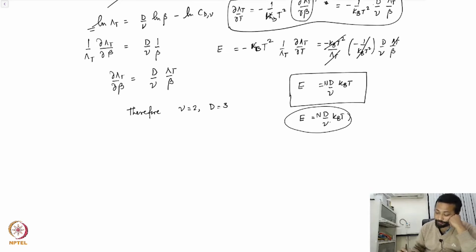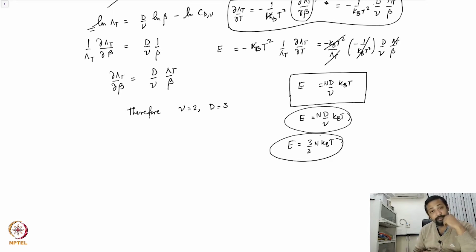So if nu is equal to 2 and d is equal to 3, I have E is equal to 3 by 2 n kBT. And this is the classical ideal gas that we have seen. When nu is equal to 1 and d is equal to 3, E is equal to just n kBT.